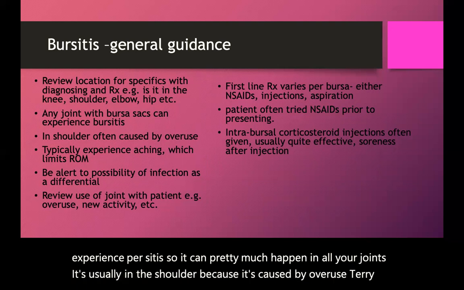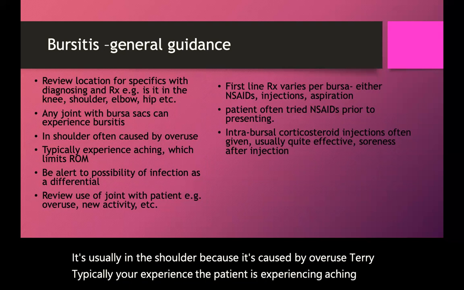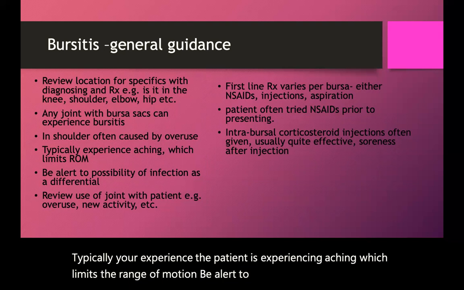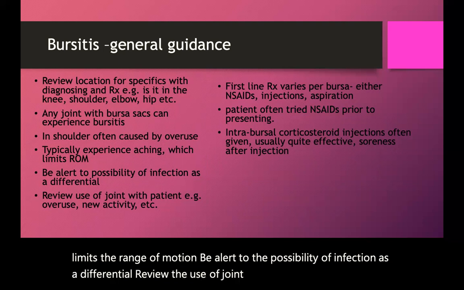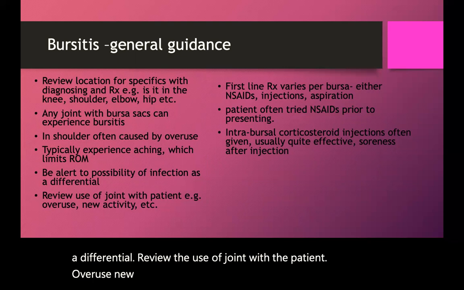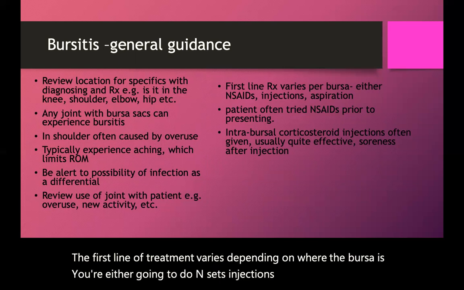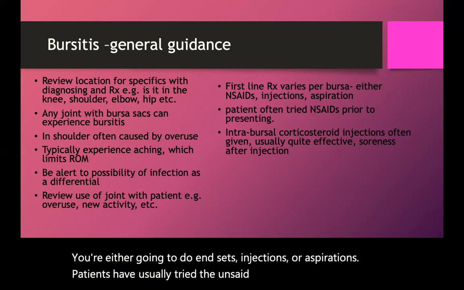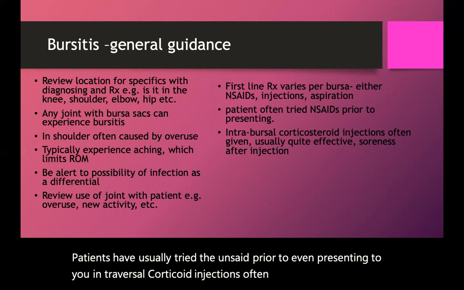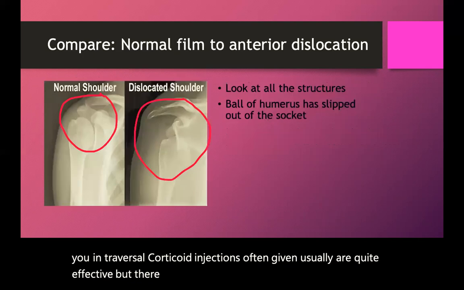Typically, the patient is experiencing aching, which limits the range of motion. Be alert to the possibility of infection as a differential. Review the use of the joint with the patient, overuse, new activity, etc. The first line of treatment varies depending on where the bursa is. You're either going to do NSAIDs, injections, or aspirations. Patients have usually tried the NSAIDs prior to even presenting to you. Intrabursal corticoid injections, often given, usually are quite effective, but there is soreness after the injection.